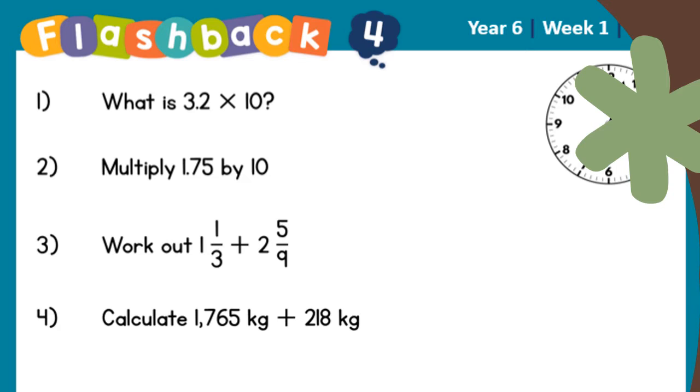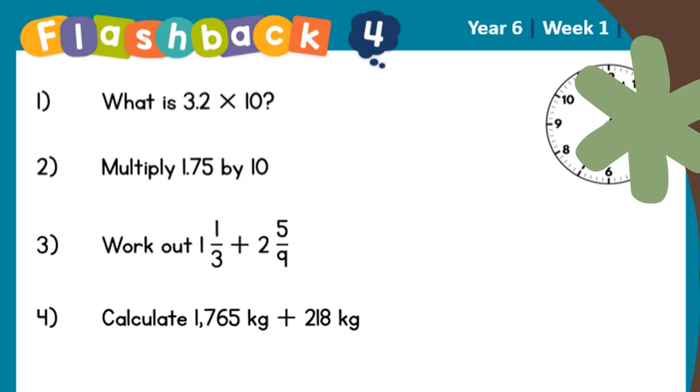I would like you to complete these questions and then pause it, because on the next slide you will see the answers. So number 1, what is 3.2 multiplied by 10? Remember, when you are multiplying, your number is increasing, so along your place value chart your numbers move to the left, and by once because you have one placeholder in the number 10.